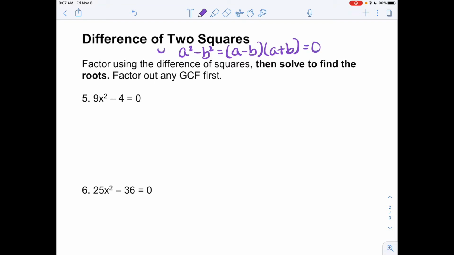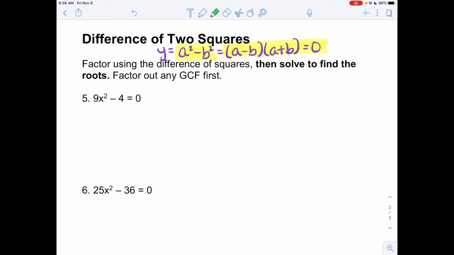So now all we're going to do is solve that factored form by setting it equal to 0, because y is equal to 0 when we are looking for the roots or the solutions to our quadratic. So we're going to start out with an a squared minus b squared, change it to our factored form, and then solve. Let's take a look at what that's going to look like on example number 5. On example 5, I have 9x squared minus 4 is equal to 0.